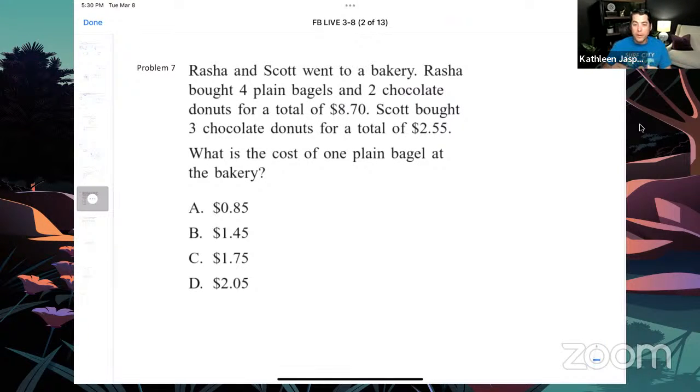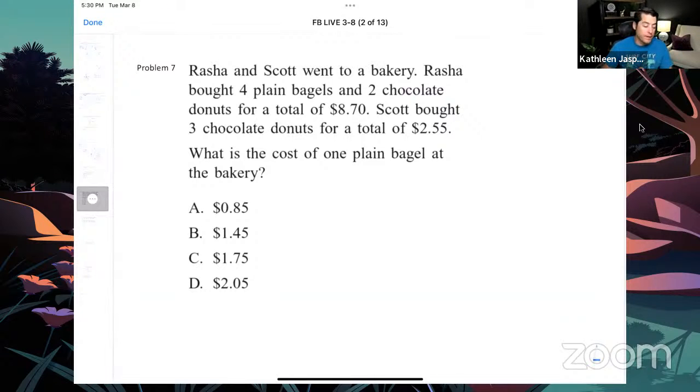Rasha and Scott went to a bakery. Rasha bought 4 plain bagels and 2 chocolate donuts for a total of $8.70. Scott bought 3 chocolate donuts for a total of $2.55. What is the cost of 1 plain bagel at the bakery?